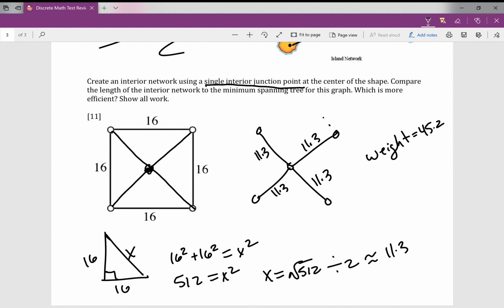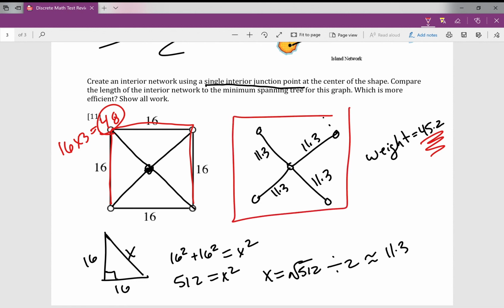And if we were to take the minimum spanning tree for this network, it would be 3 sides. That would be 16 times 3, which is 48. We see that our single interior junction point created a more efficient network. It's not the most efficient. The most efficient would be a Steiner network with 2 Steiner points, but this problem was just asking us to compare a single interior network with the minimum spanning tree, and this is more efficient.